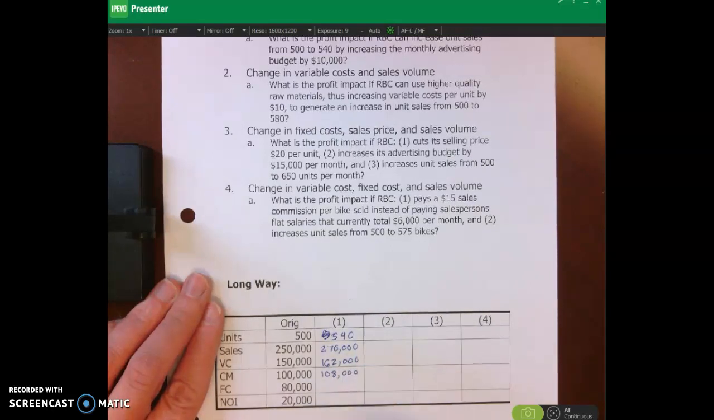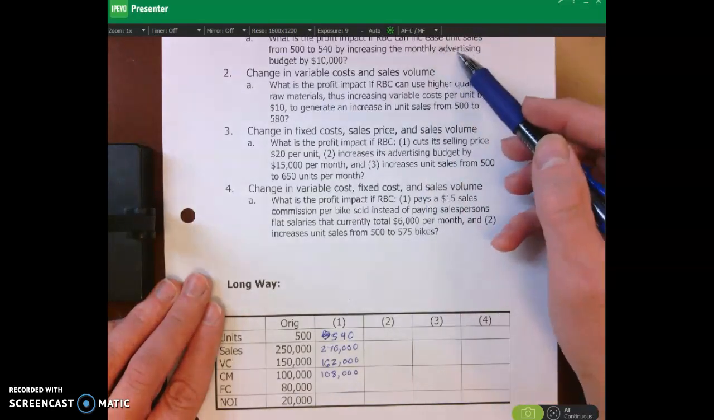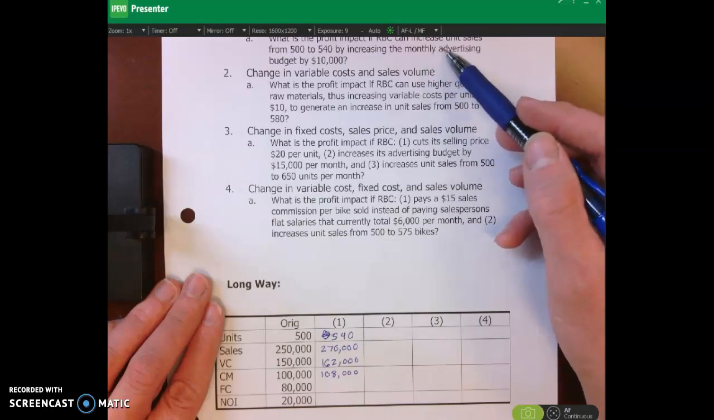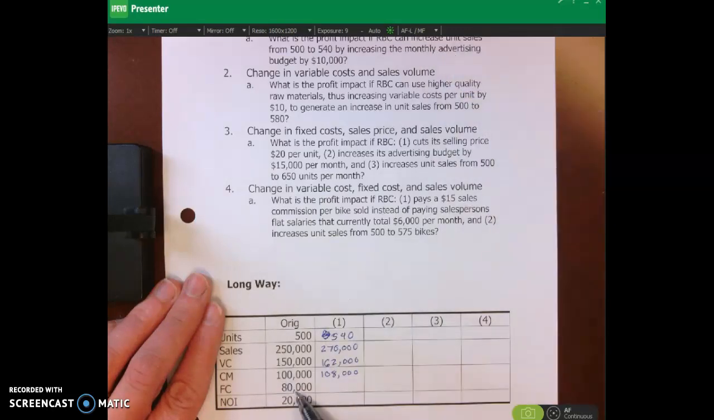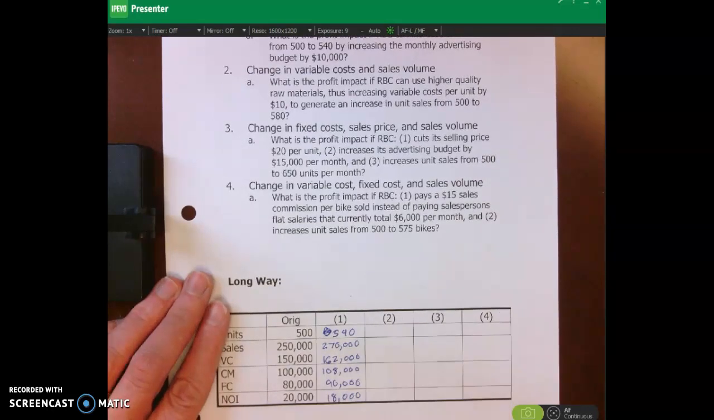Now, fixed costs. Fixed costs in the baseline scenario are $80,000, right? But we're told we increase advertising by 10,000. Advertising is fixed costs. So this is an additional fixed cost. Because we're increasing advertising by 10,000, we are therefore increasing our fixed costs by 10,000. So I can add the 80,000 plus the additional 10,000 gives me 90,000 right there. And now I can subtract it. That gives me 18,000 right there.